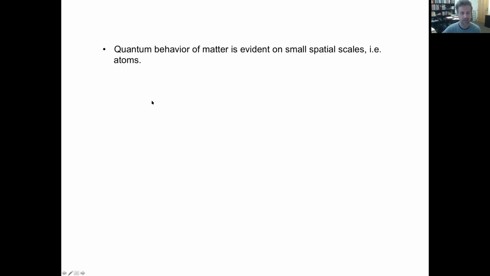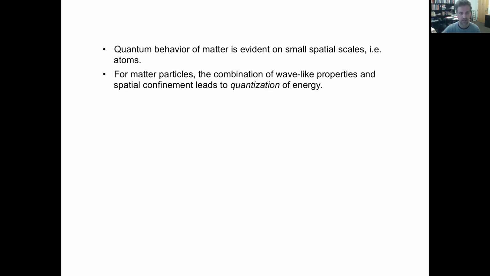Just to rephrase some of the things that we talked about in lecture 1, quantum mechanical behavior is evident on small spatial scales, and this is the case for atoms. Atoms are very small, they occupy a very small portion of space, and as we know, they are composed of a nucleus with electrons around it. Those electrons, therefore, are confined to a very small spatial scale. The combination of the wave-like properties of the electrons and the fact that they are confined in a very small segment of space leads to quantization of energy.